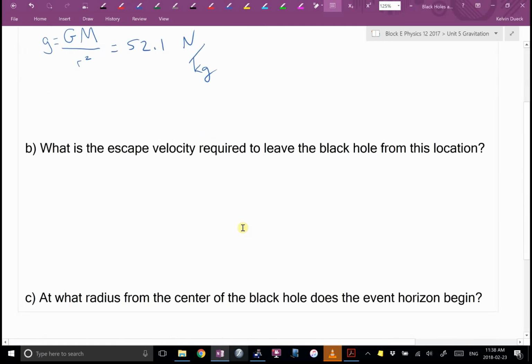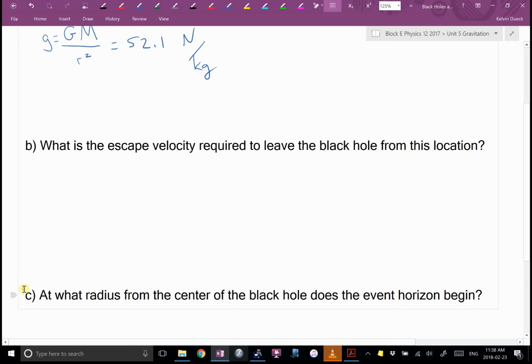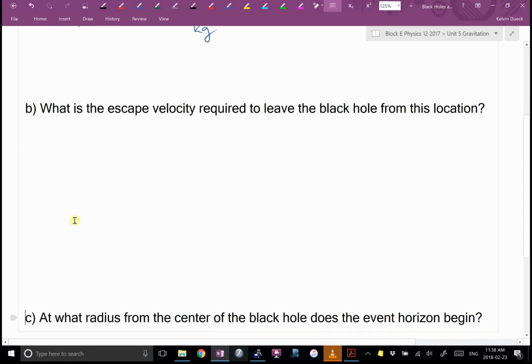Hey, what's the escape velocity required? I am going to ask you an escape velocity question on your test. I have not given you the escape velocity equation on purpose. How can I figure out escape velocity? Pierce, coming back to you.